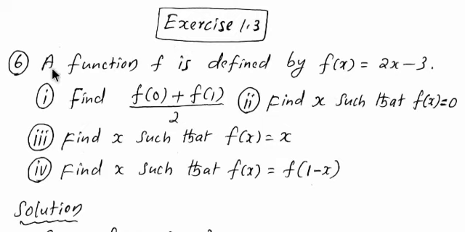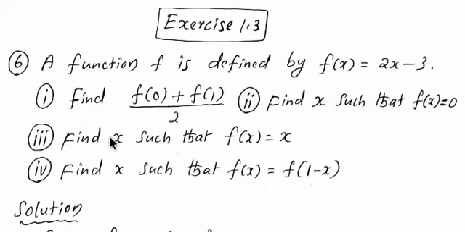Exercise 1.3, question number 6. A function f is defined by f of x is equal to 2x minus 3. 1. Find f of 0 plus f of 1 whole divided by 2. 2. Find x such that f of x is equal to 0. 3. Find x such that f of x is equal to x. 4. Find x such that f of x is equal to f of 1 minus x.